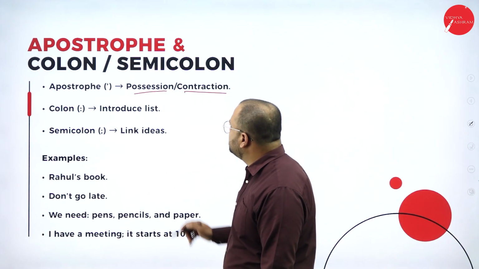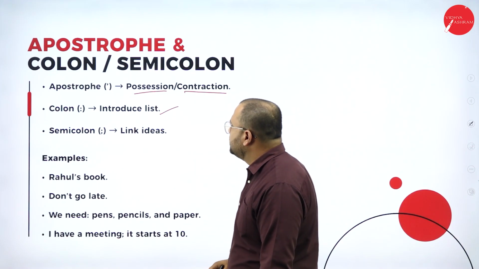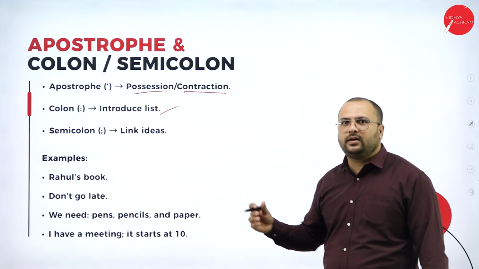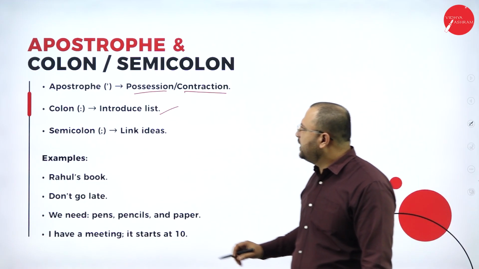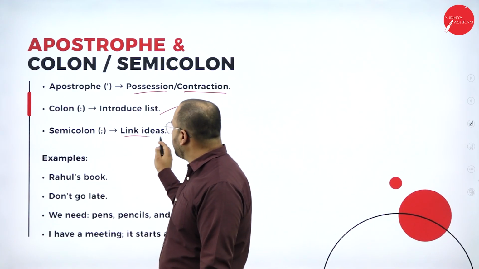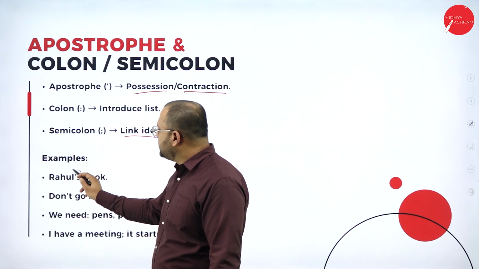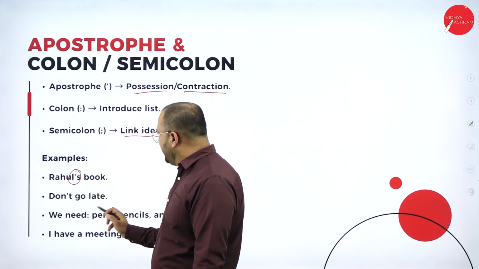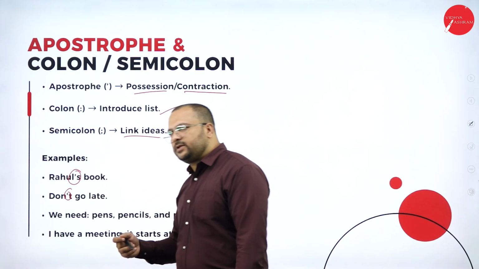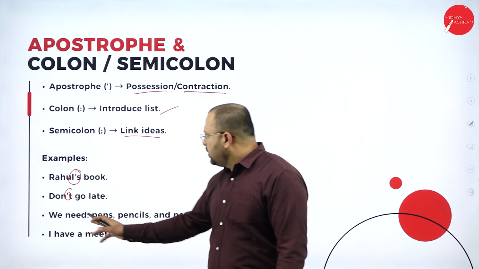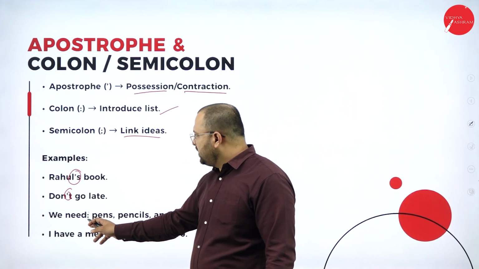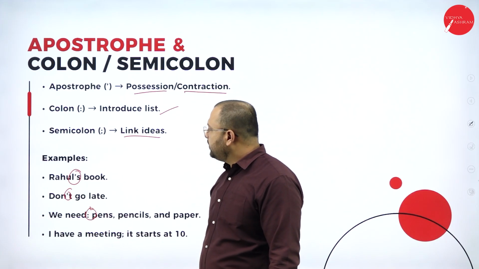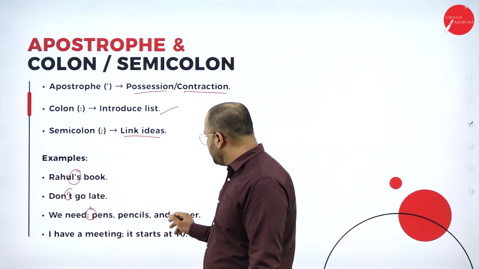Colon, it introduces a list. So when you write something in order, it gives a list, okay? Then semicolon, it links ideas. Example, Rahul's book, I told you Amar's book. So Rahul's book. Don't go late, do not, to skip some letters. Now we are going to give a list. We use this colon. Pens, comma, pencils, comma, and paper, etc.